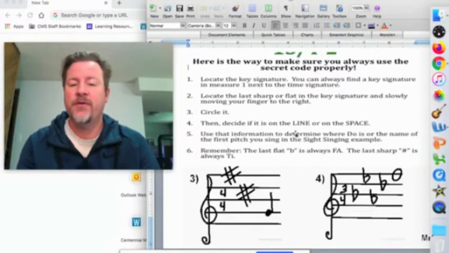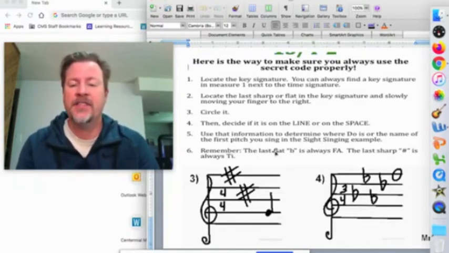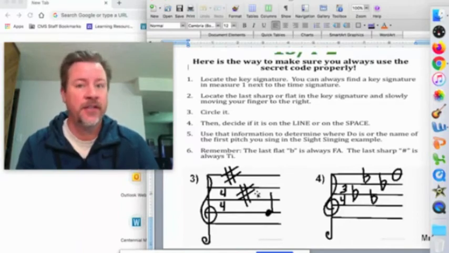Now, use the information to determine where do is, or the name of the first pitch you sing in the sight singing example. We're going to use the secret code, and here it is. The last flat is always fa, and the last sharp is always ti. Now these are sharps, and so this last sharp is always going to be ti. So if we go from here, ti, then we go down the solfege scale, another skill we need to know. Ti, la, so, fa. So this note is fa.